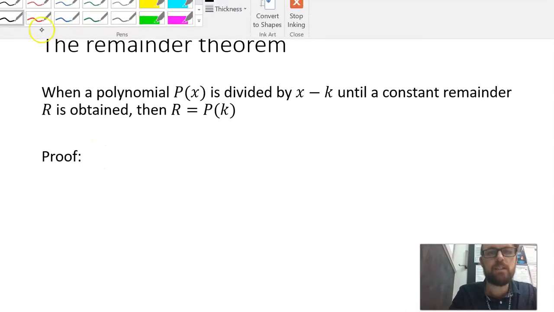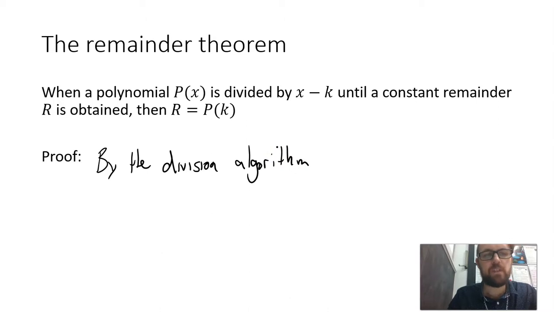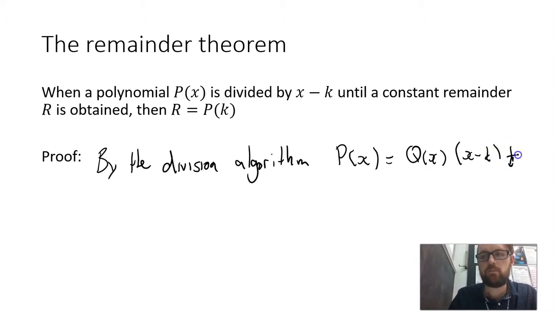So the first thing is that we know that by the division algorithm, so this is what we got earlier. By the division algorithm, we know that p of x is equal to the q of x, the quotient, times by x minus k plus r, the remainder. All right, so we know that already.